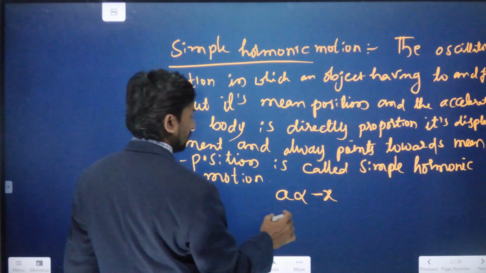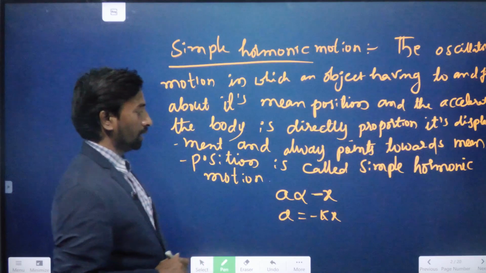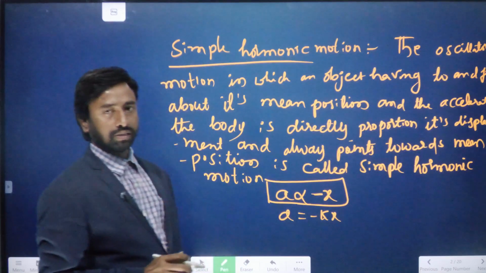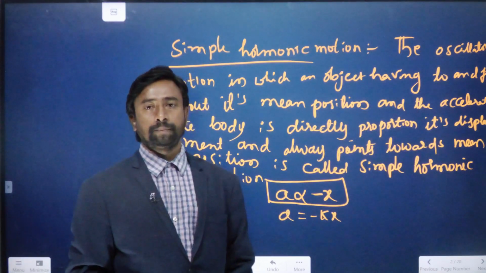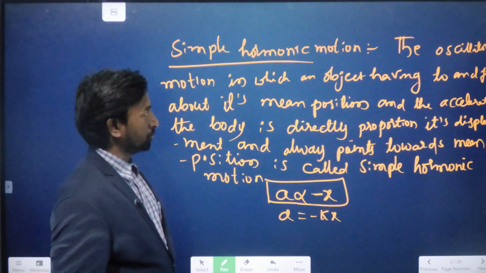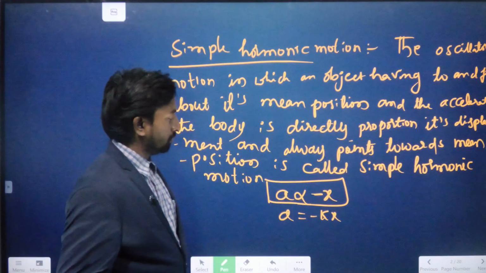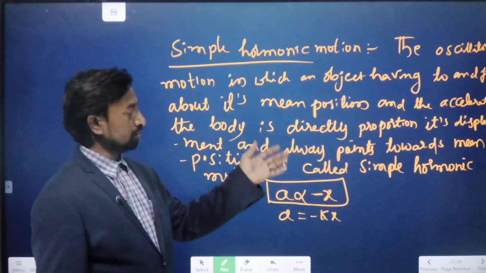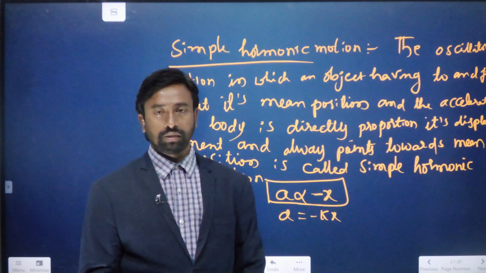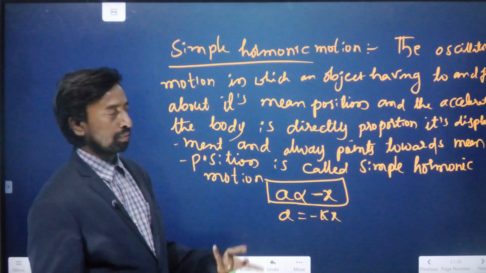then we get a minus here: a equals minus k into x. If this condition is obeyed and there is a to and fro motion, then we can say that the oscillatory motion is known as simple harmonic motion. This is the definition of simple harmonic motion. To understand it, because in our daily life we have seen many examples, in all those cases simple harmonic motion takes place, so it is necessary to understand the motion of the object so that we can utilize that motion properly.